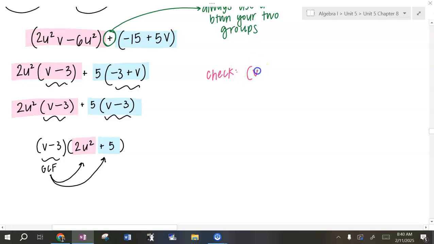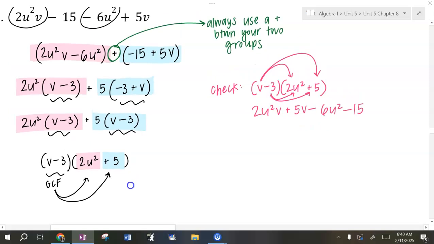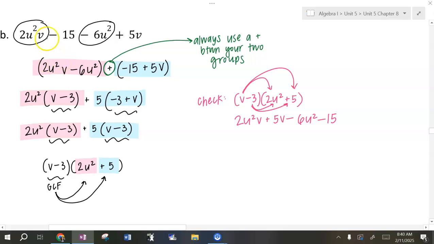So now you're going to go v minus 3 times 2u squared plus 5. Distribute the v first. You get 2u squared v plus 5v. Now distribute your negative 3. You get negative 6u squared minus 15. Double check. Does that match your question? The first term, is the first term the same?